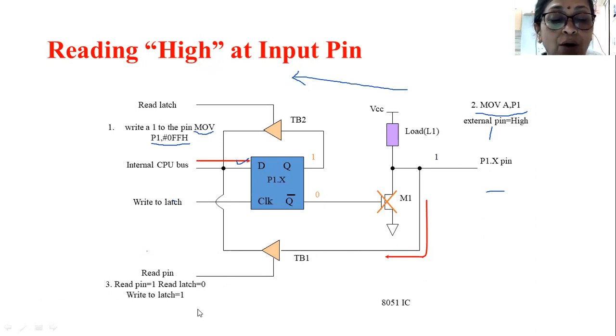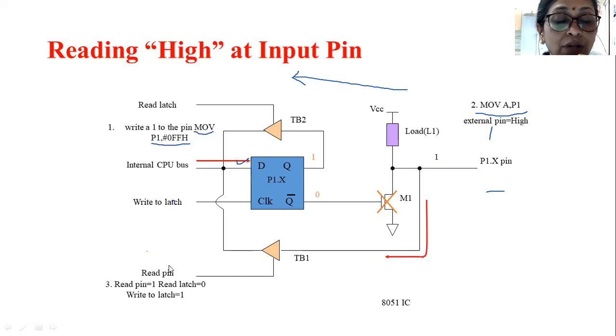Okay. Now here, in order to read the data, what does the CPU do? The CPU applies 1 here. This is the control pin or read pin of the buffer. So this read pin will be made 1 when read operation is carried out. And during the write operation, this will be 0.